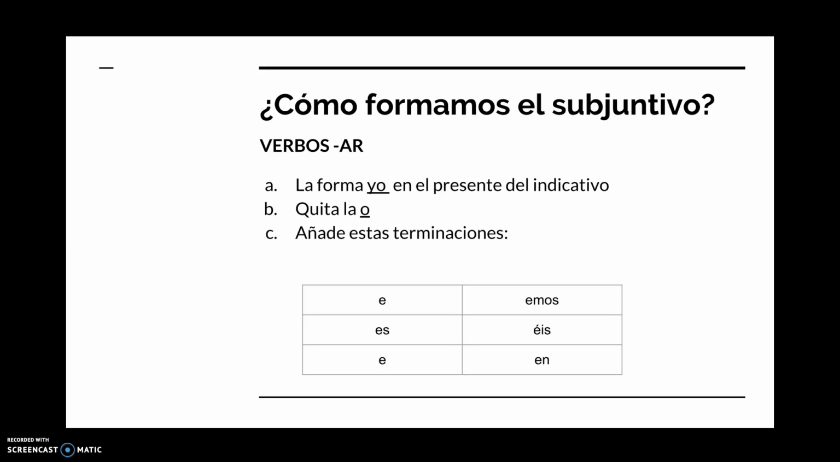We're starting off at the bottom of la primera página with AR verbs. What you need to do is start with la forma yo en el presente del indicativo, so the yo form in the present indicative tense, otherwise known as the regular present tense. Quita la o, get rid of the o. Añade estas terminaciones. The endings you're going to add are es, hemos, es, and en.